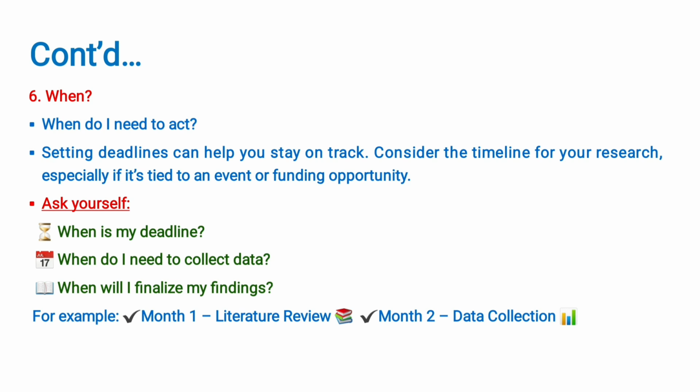And there you have it. The ultimate 6-step framework to choosing the perfect research topic. Remember, ask yourself the 6 questions. What do I want to achieve? Why does this matter? How will I research it? Where should I focus? Who is my audience? When do I need to act? By answering these questions, you will land on a topic that is exciting, meaningful, and totally doable or feasible.